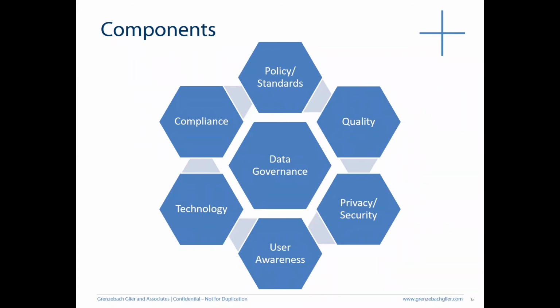Number 4, user awareness. We know that organizations and people need to understand why and how data governance works in the organization, and they need to understand who, what systems, and what processes create, capture, and update data. Number 5 is technology. What things do you have in your arsenal to help you actually maintain data governance?